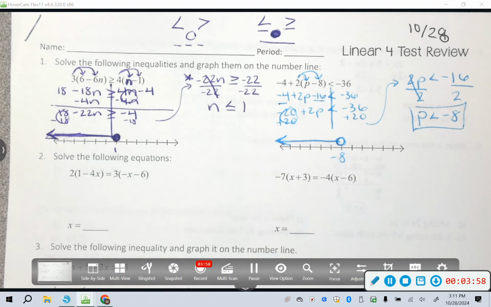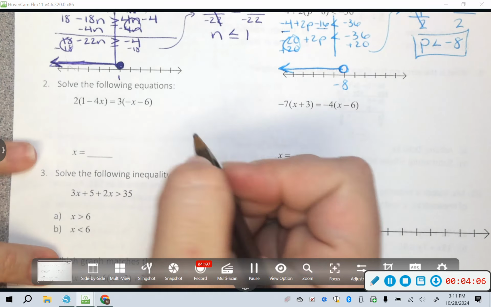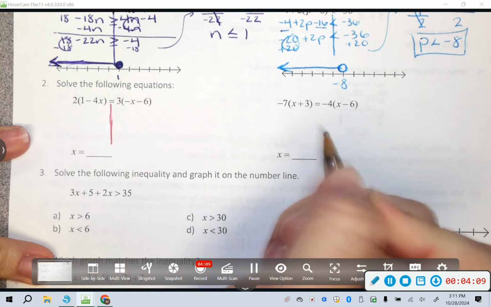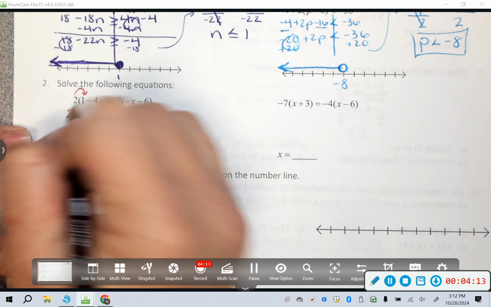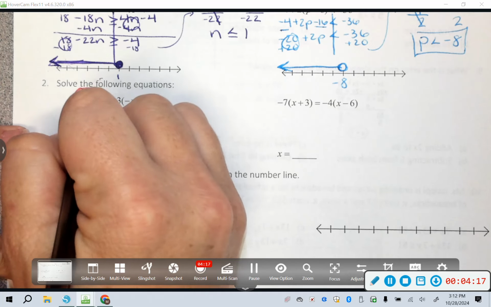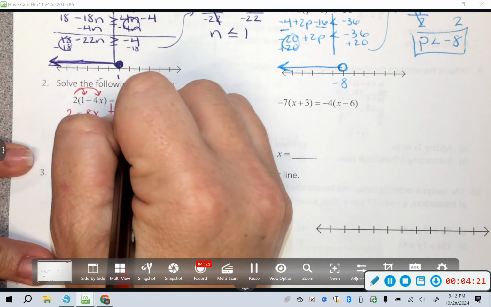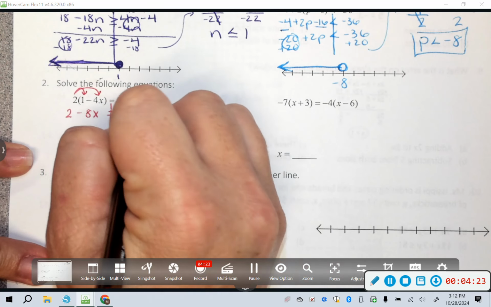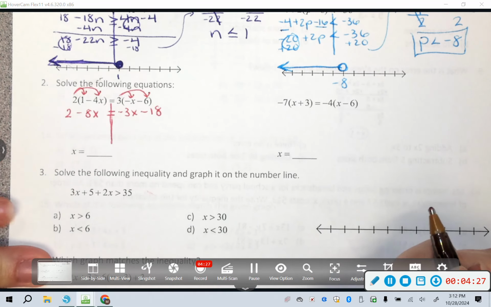Okay, on number 2, we are going to do the same thing, except this time with an equation. So I don't have to worry about number lines, and I don't have to worry about flipping my symbol. So I'm going to distribute, still the same steps. 2 times 1 is 2. 2 times negative 4 is negative 8x equals, on this side, still distributing, 3 times negative x is negative 3x. 3 times negative 6 is negative 18.